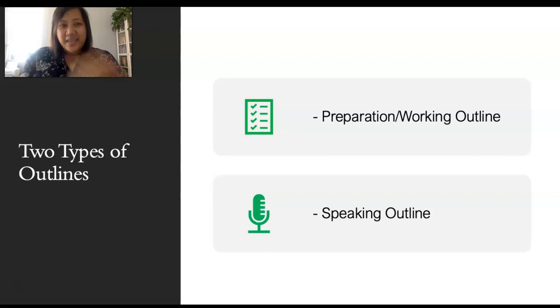If the preparation or working outline means that you have to write down every sentence of your speech, in the speaking outline, you only have your cue cards. In your speaking outline, you only have bullet points of main ideas that you just need to glance at to jog your memory so that you can deliver your speech fluently. So it is a big no-no to have full sentences in the speaking outline.